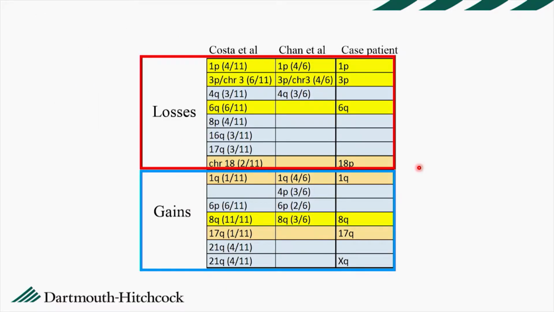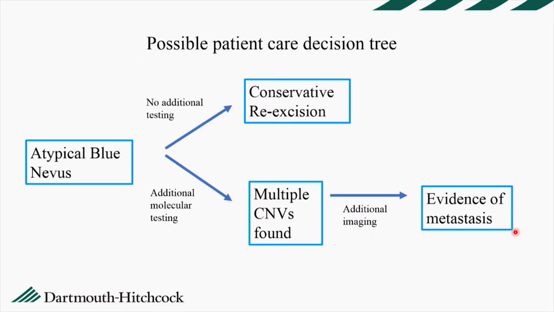Digging a bit deeper into these articles, we can see a remarkable similarity to the CNVs described in the literature compared to our case, and these similarities are highlighted in yellow and orange. So if we go back to the patient care decision tree, as you can imagine, the prognosis and treatment plan dramatically changed for this patient. After doing the Oncoscan and finding additional CNVs, this patient did undergo additional imaging, and regrettably, we did find evidence of spread to lymph nodes for this patient.